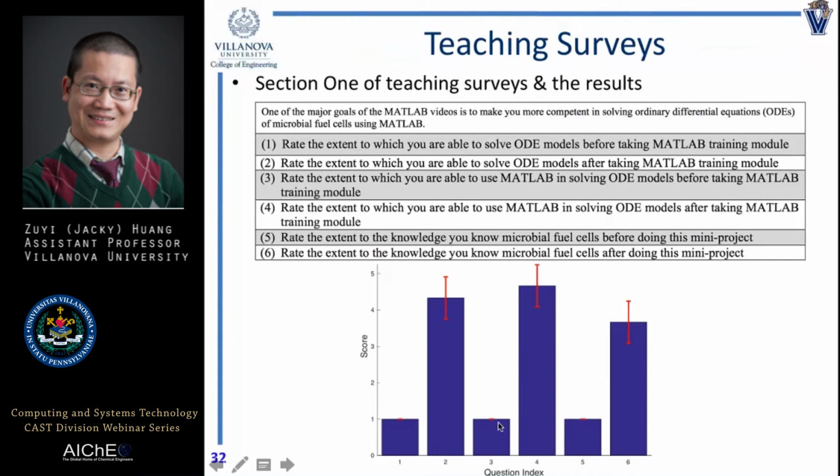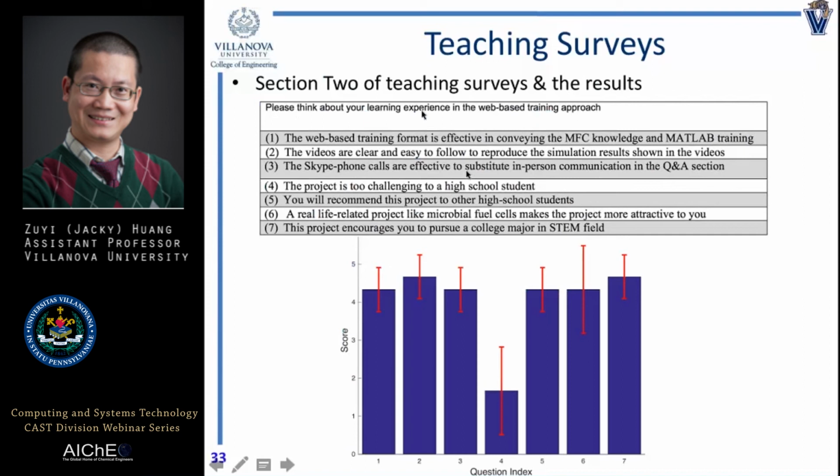Actually, questions 3 and 4 are about MATLAB skills, and 1 and 2 are about their ability to solve ODEs. The high school students didn't know how to solve ODEs before they did the project, and after that they know how to solve ODEs. So 1 and 2 are about ODE solving, 3 and 4 are MATLAB skills, and 5 and 6 are their knowledge of the microbial cell. You can see that after they did the project, their skills have been improved.